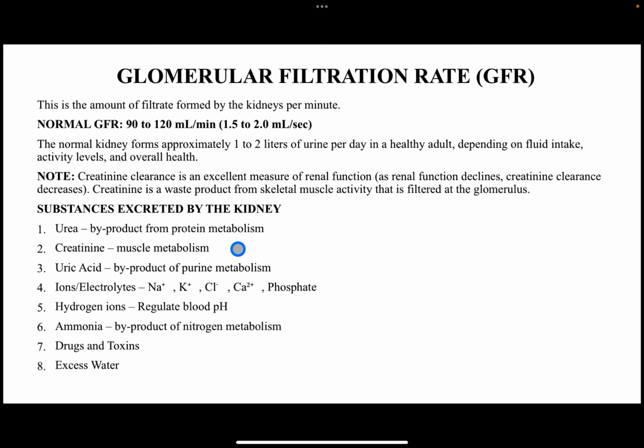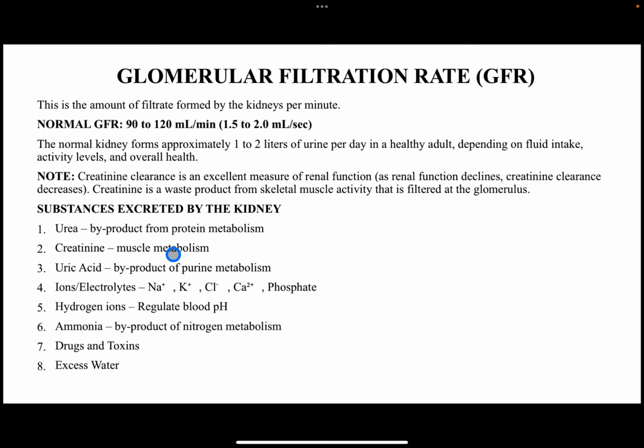Because even if you are sleeping your whole life, your respiratory muscles, your intercostal muscles, are working. So still, creatinine will be produced because creatinine is the end product of skeletal muscle metabolism. Whatever you choose to do, still creatinine will be produced.